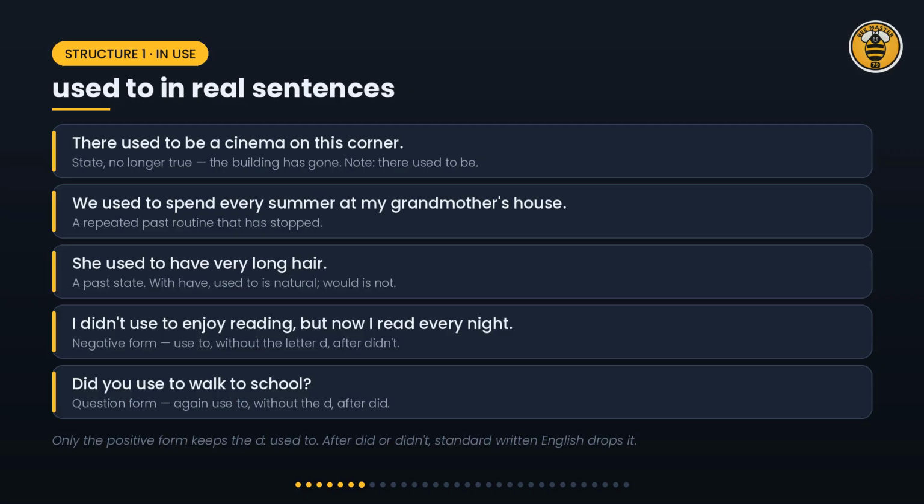I didn't use to enjoy reading, but now I read every night. Did you use to walk to school? Look carefully at those last 2. In the negative and the question, the letter D disappears. Use to, not used to. That is because did already carries the past tense, so the main verb goes back to its base form. Only the positive keeps the D.